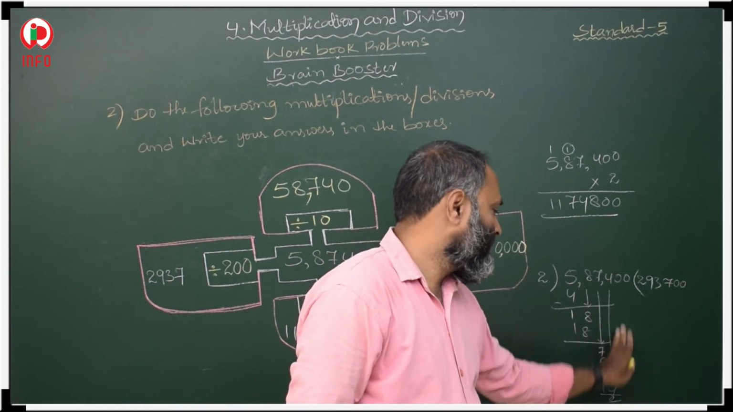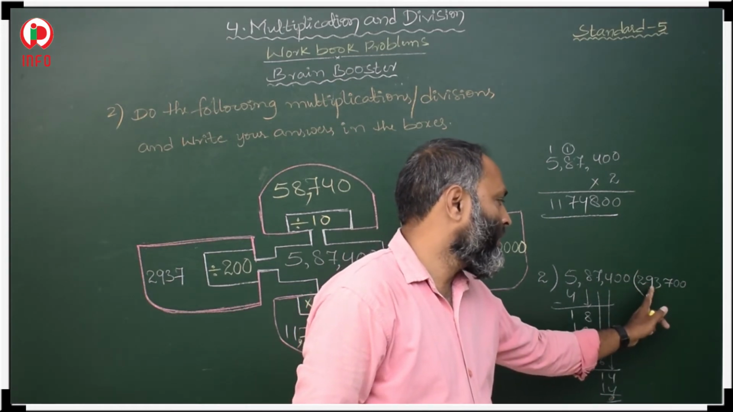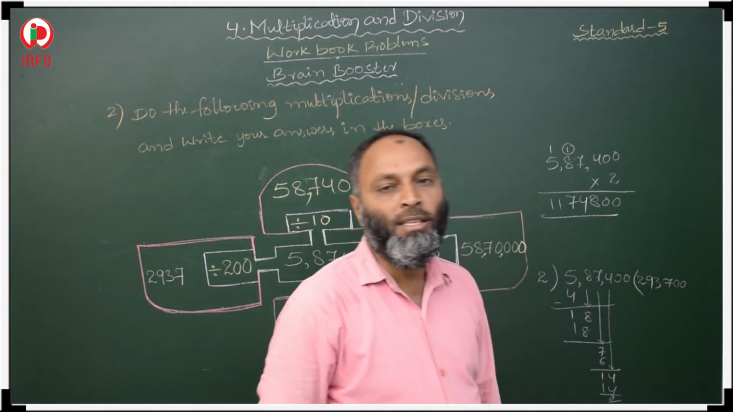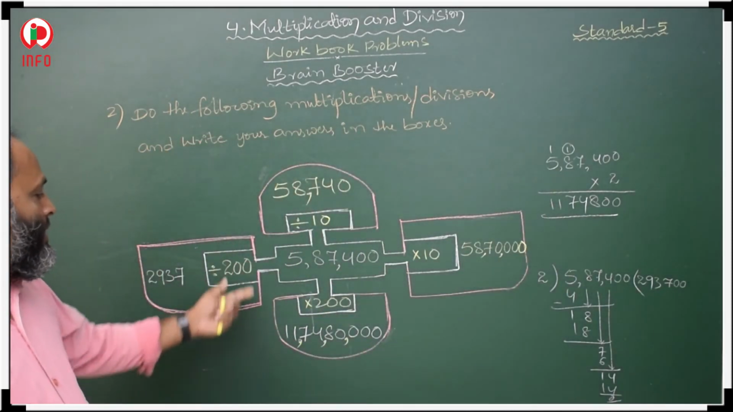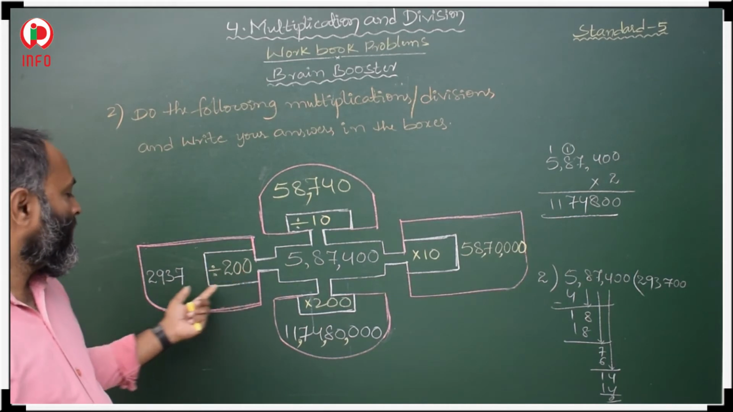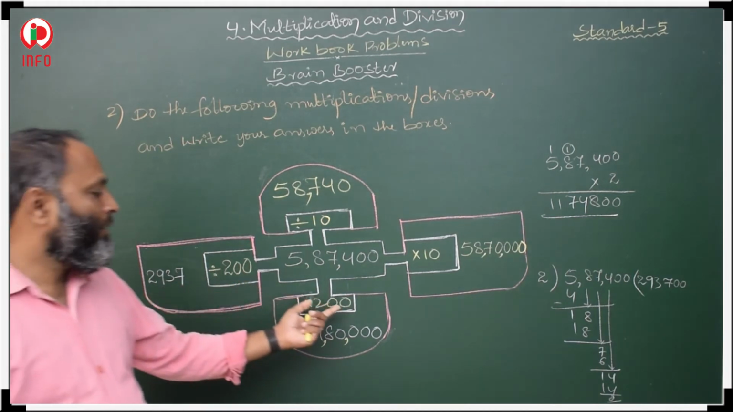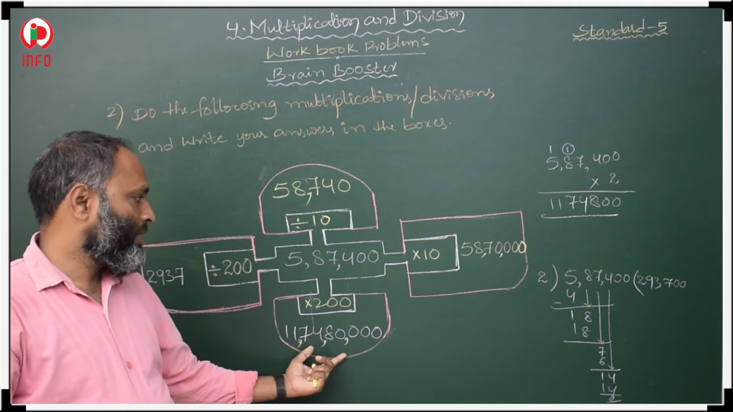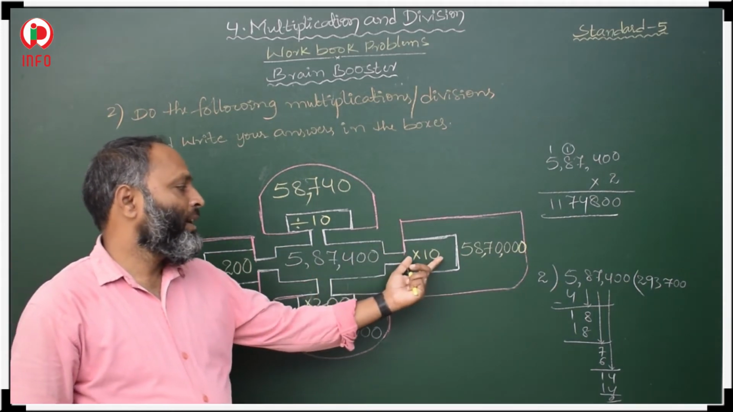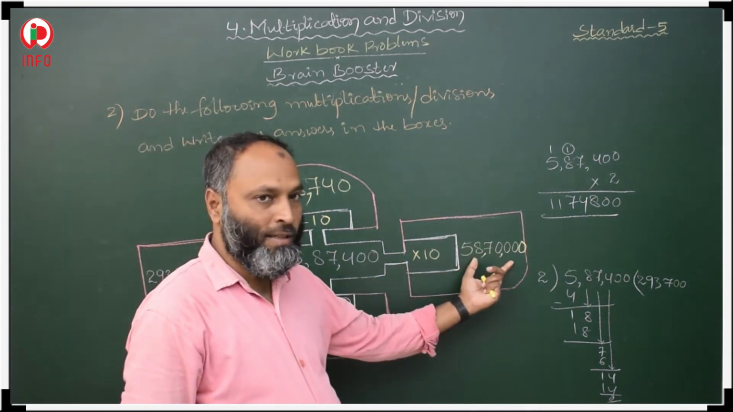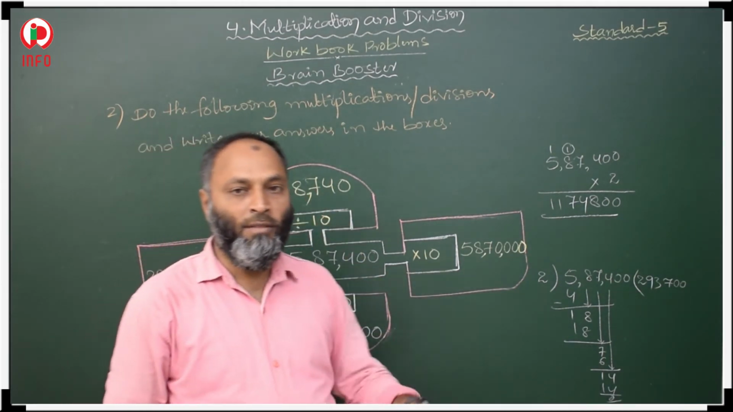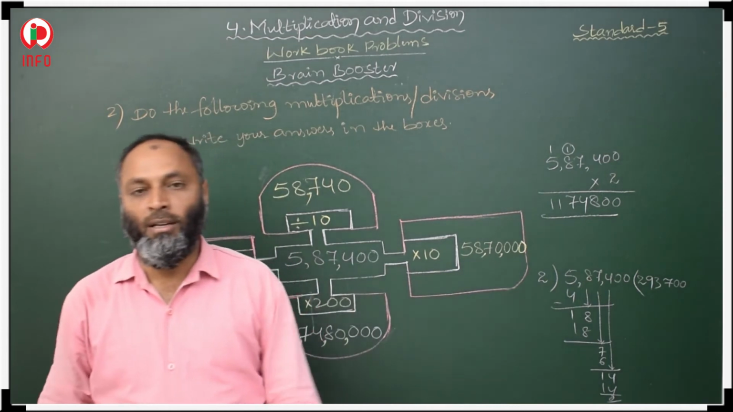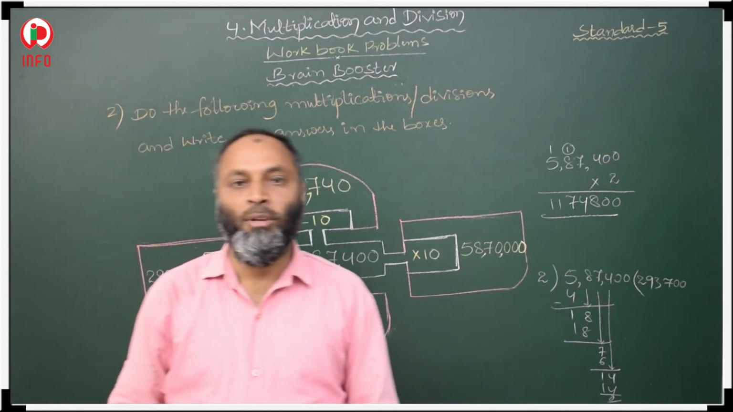Okay. So this answer is 2937. This is your answer when you divide by 2. So when we divide by 200, this is our answer. When we multiply by 200, this is our answer. When we multiply by 10, this is our answer. When we divide by 10, this is our answer. One more question is there, same question, same pattern, that you do as your assignment. Okay.